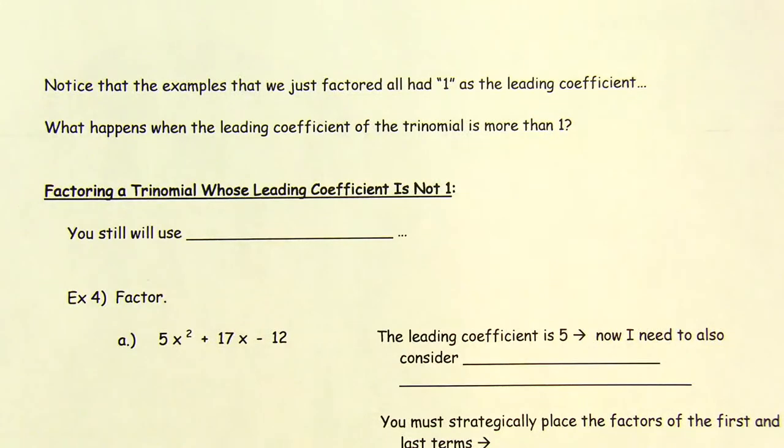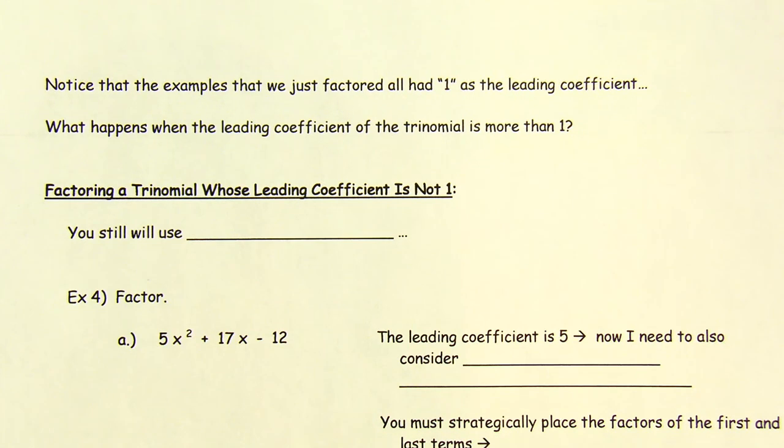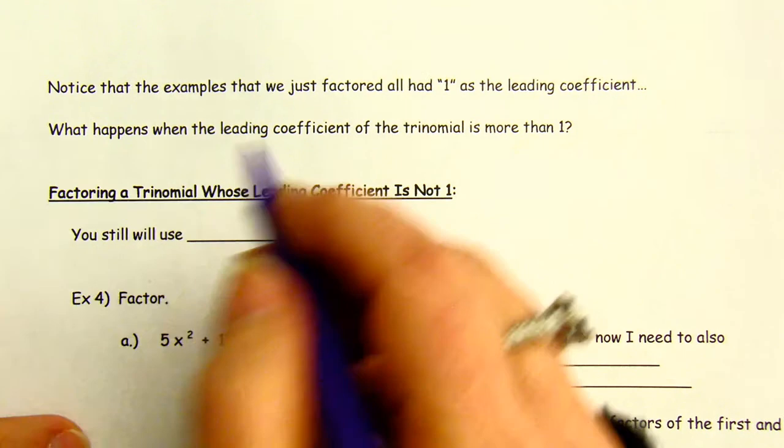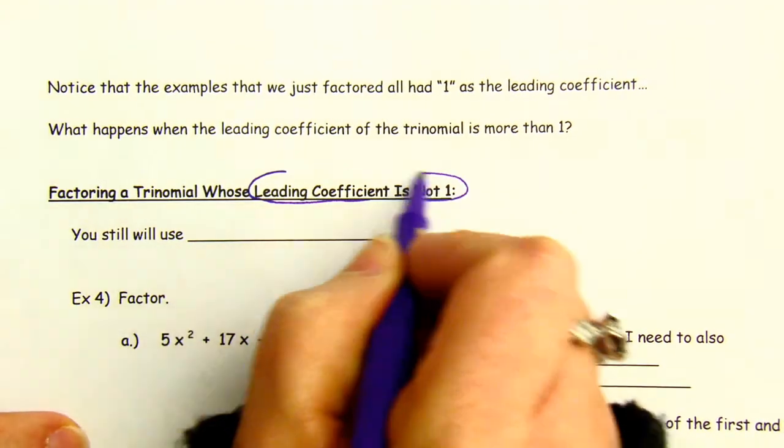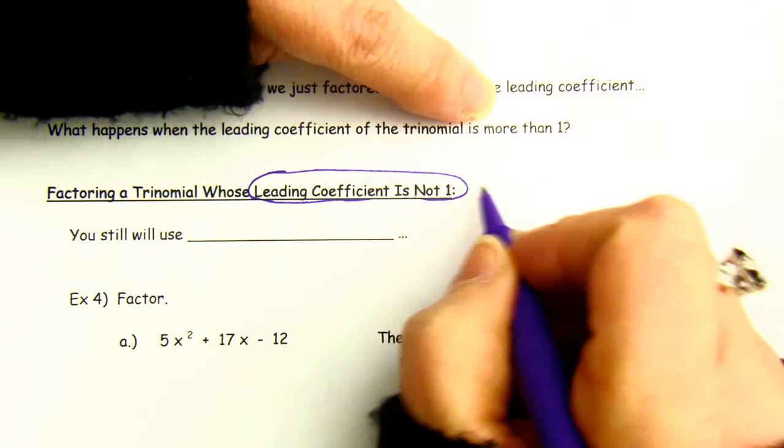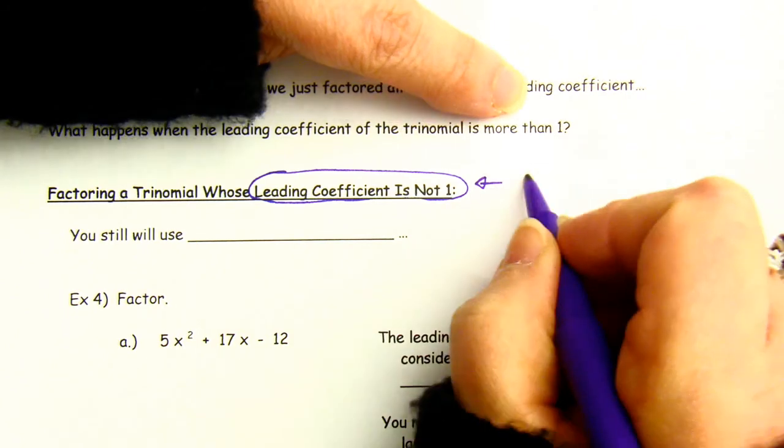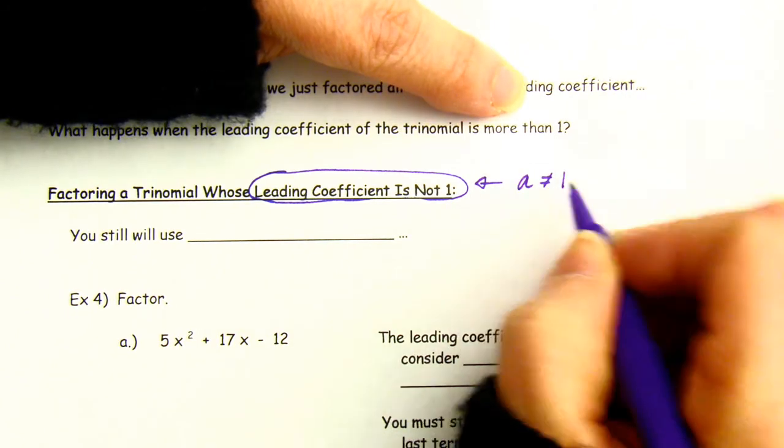Okay, continuing factoring. These types of polynomials that we're going to factor are ones that do not have a value of 1 as the leading coefficient. Or we say that a is not 1. Okay, so leading coefficient is not 1 is the same as a is not 1.